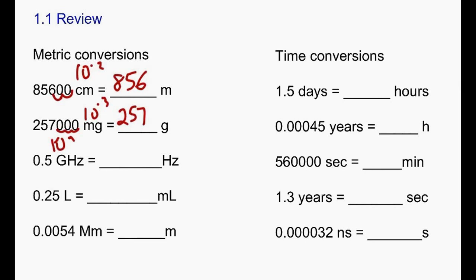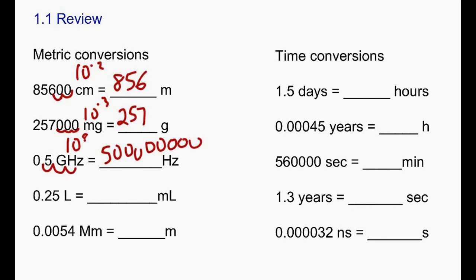Because it's positive 9, instead of moving to the left this time, we're going to be moving to the right. So we're going to add on 9 decimal places. You'd have 0.5, and we're going to move that over 9 spots. So you'd actually have 5 and then 8 more zeros: 1, 2, 3, 4, 5, 6, 7, 8. So 0.5 gigahertz is actually 5 with 8 zeros hertz.